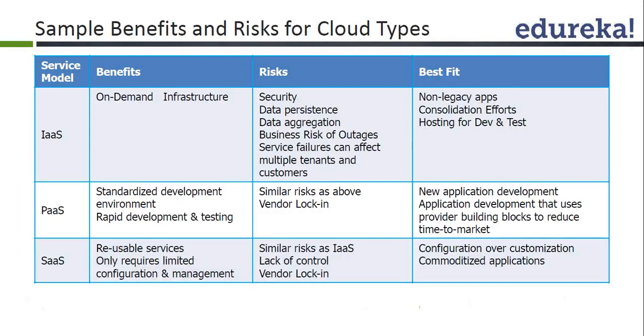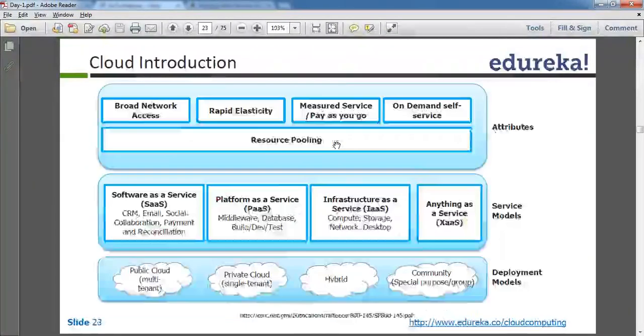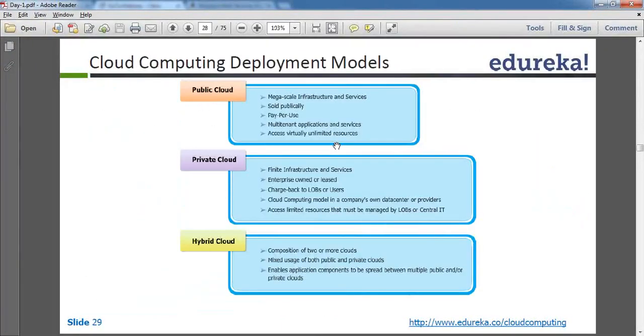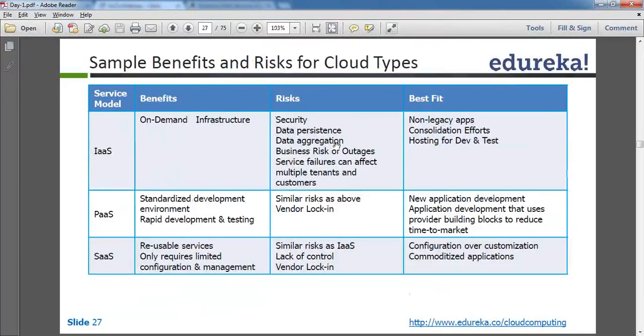Now, before I start on the benefits and risk, I guess I missed one slide. Where did that go? Oh, hybrid was that. Anyway, let's do one thing. Before I go to the sample benefits and risk, any questions till now? I believe the question for the hybrid I have parked for now.